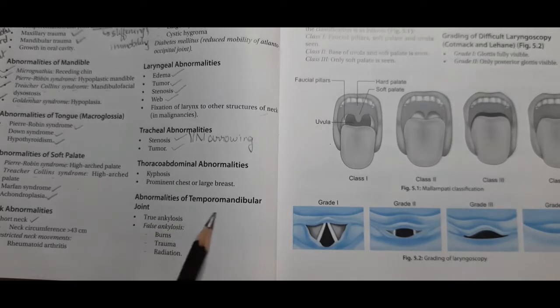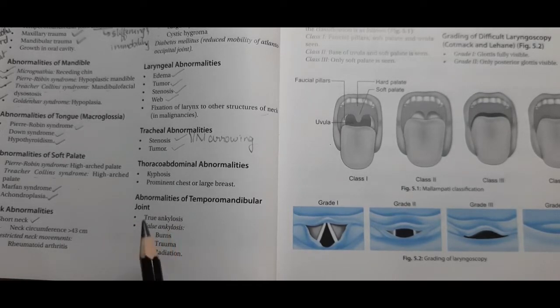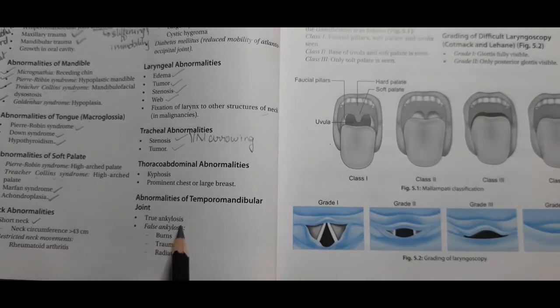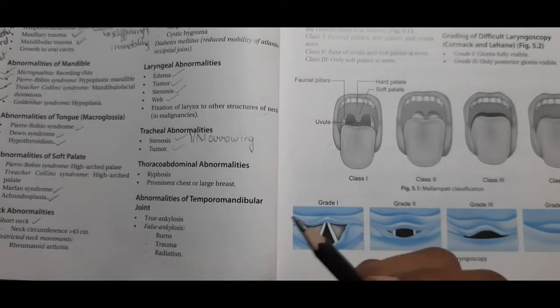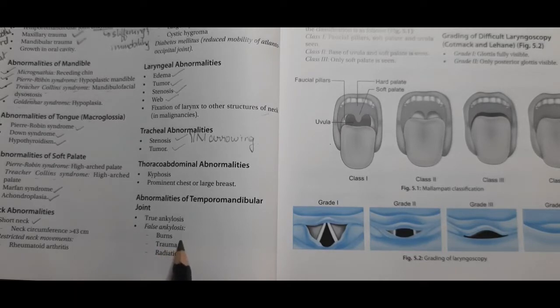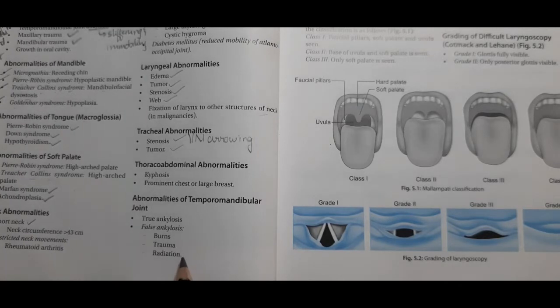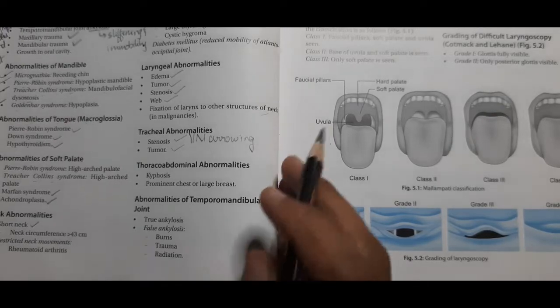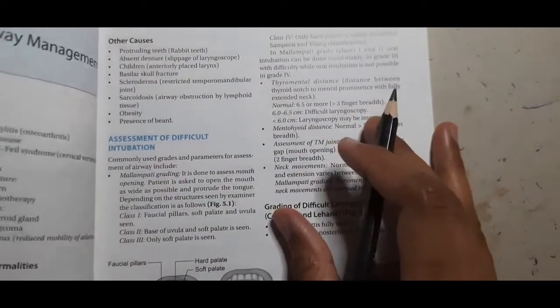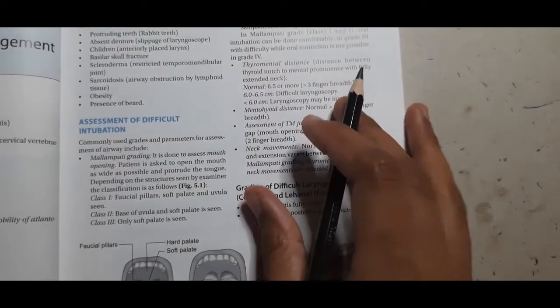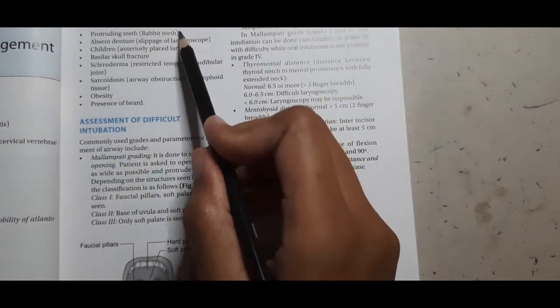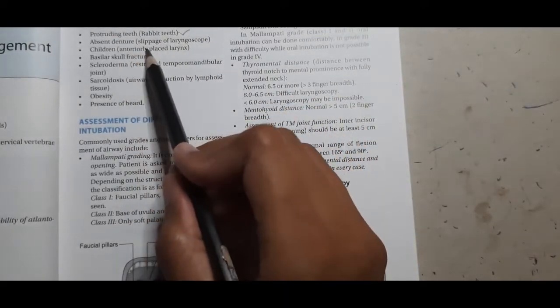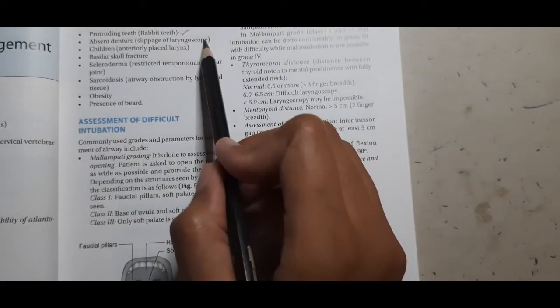The abnormalities of the temporomandibular joint are true ankylosis or false ankylosis. True ankylosis is a stiffening or immobility which is very prominent. In false ankylosis, it could be due to burns, external trauma, or radiation that might have caused a stiffening or immobility of the temporomandibular joint. Other causes for difficult intubation are protruding teeth or rabbit teeth, and absent dentures, that is, slippage of the laryngoscope.